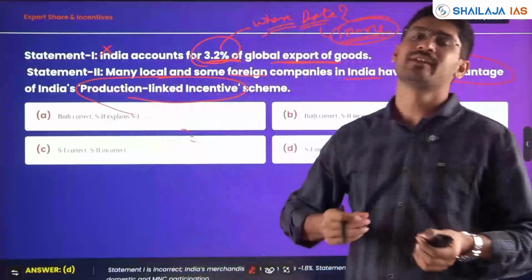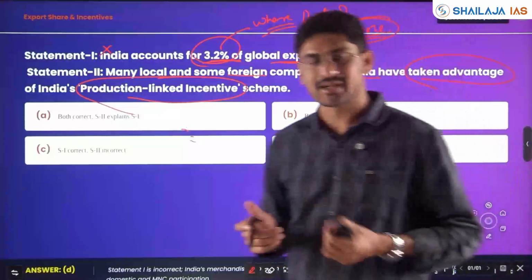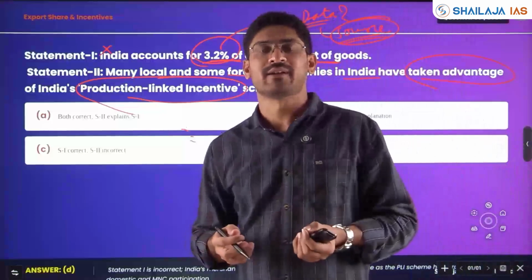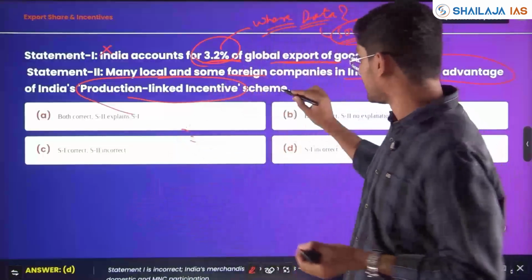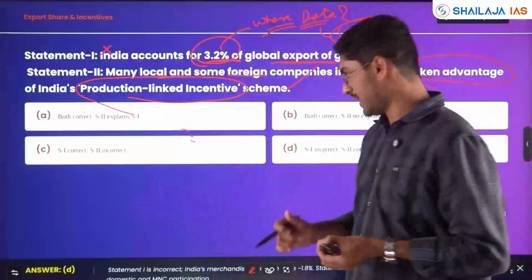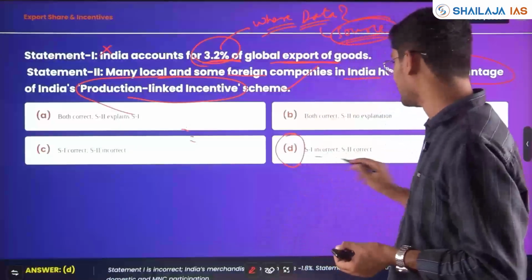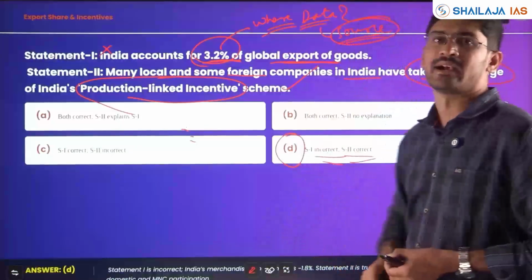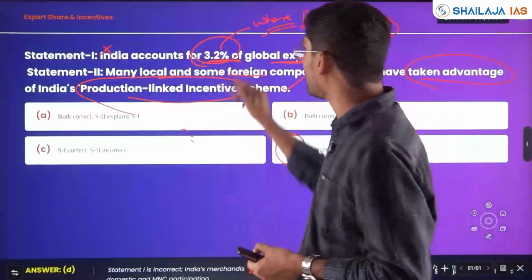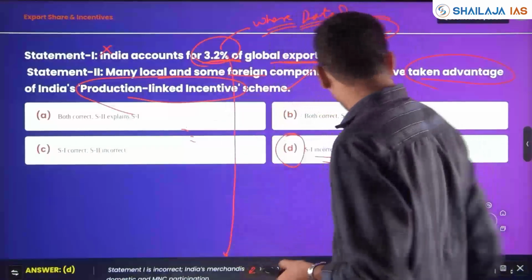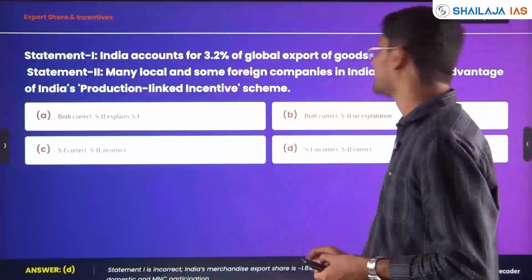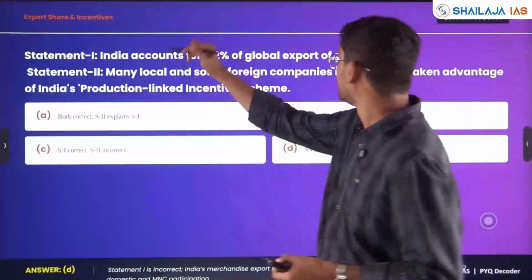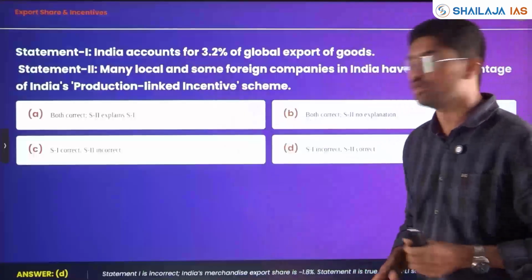Yes, many companies, including domestic and foreign companies that are manufacturing, for example Foxconn manufacturing Apple products, have taken this up. Statement 2 is right. So here again, statement 1 is incorrect, statement 2 is correct. In the budget and the Economic Survey, they give the trade percentage.